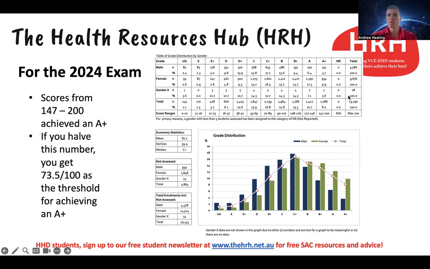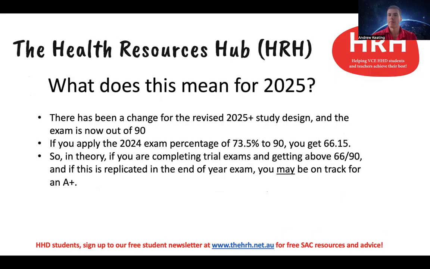This can be useful because when it comes to your trial exams at the end of the year in 2025, when you're completing those and getting them marked by your teacher or marking them yourself, you can try to determine how well you're travelling. It's a little bit different in 2025 because there has been a change for the revised study design. The exam is now out of 90 instead of out of 100. They've taken 10 marks off the exam, and hopefully that means students will have a bit more time to answer the questions because they haven't changed the amount of time allocated to the exam.